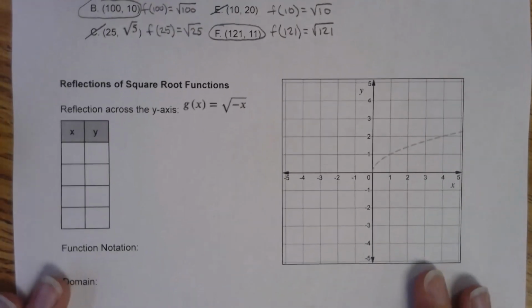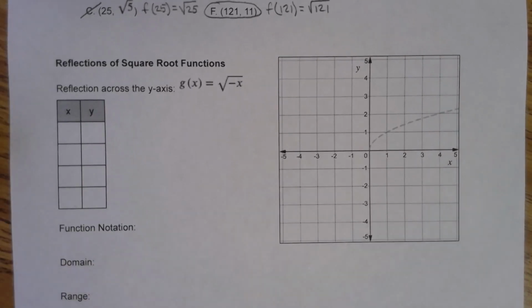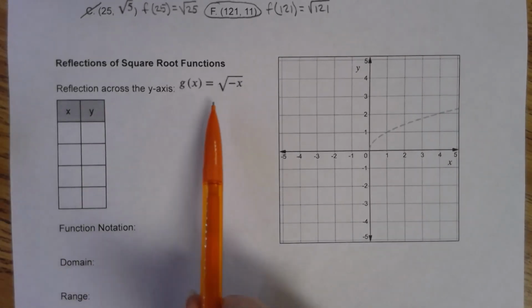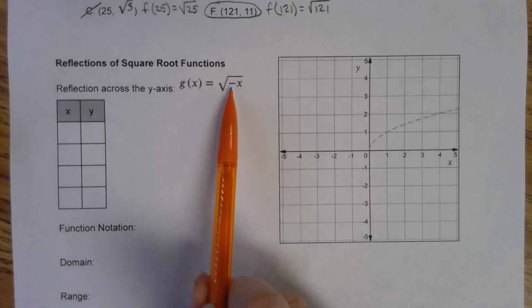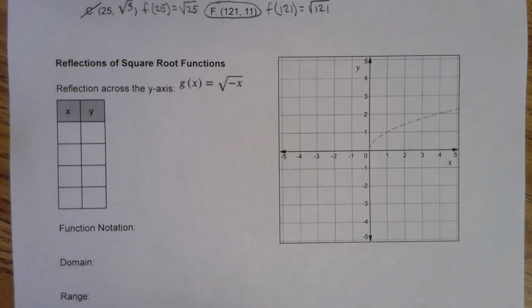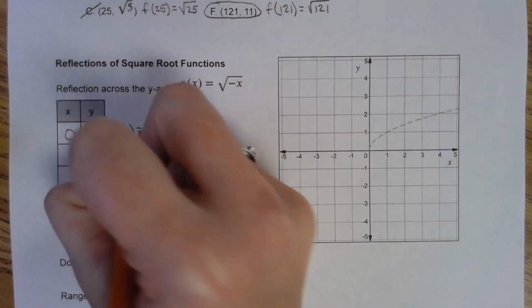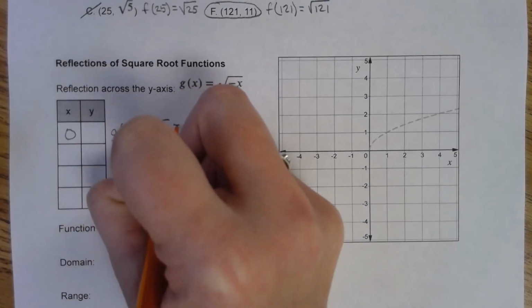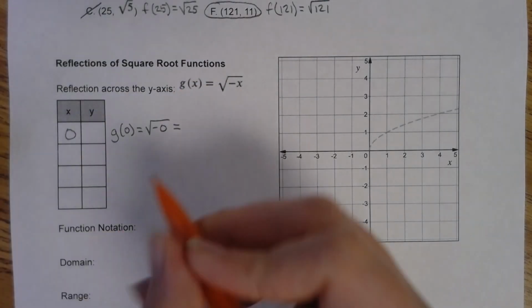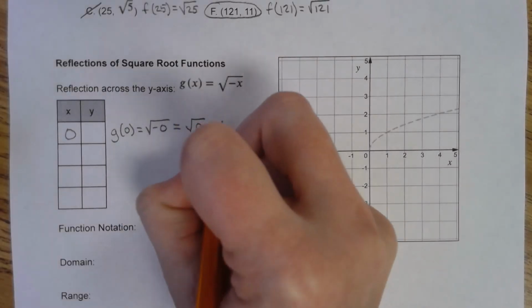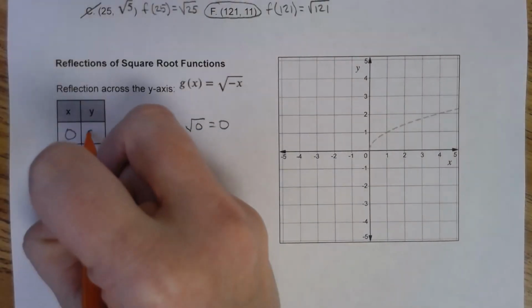Let's now look at reflections of square root functions. So we're going to have the function g of x, and notice we have a negative on the inside of our radical. So a negative inside the radical, we can work with that. We just have to be careful what input values we find in order to evaluate this function. So let's first start with 0. So g of 0, we can substitute in, well, -0 is just really 0. So when you take the square root of 0, our output is still 0, so no change there.